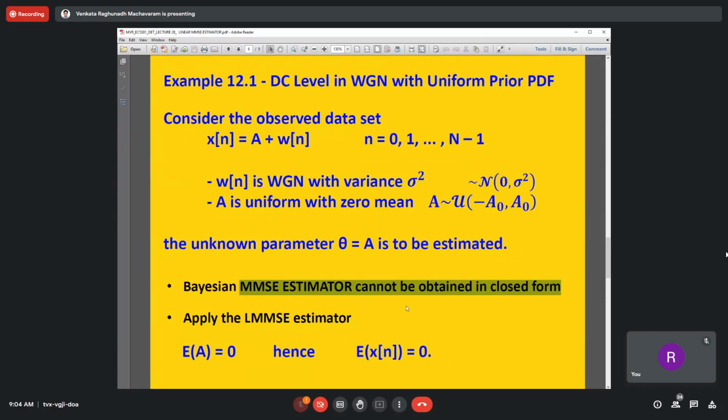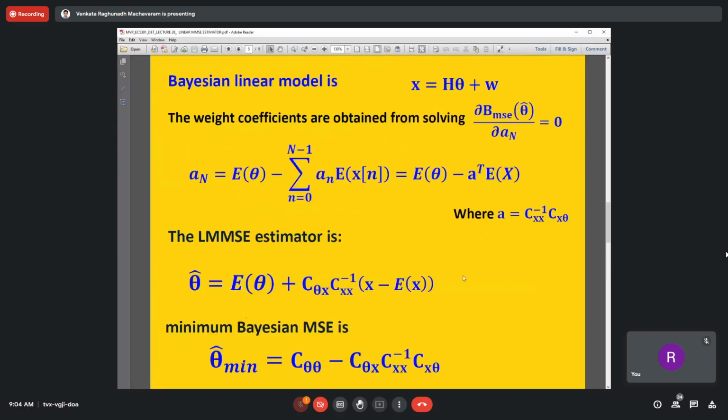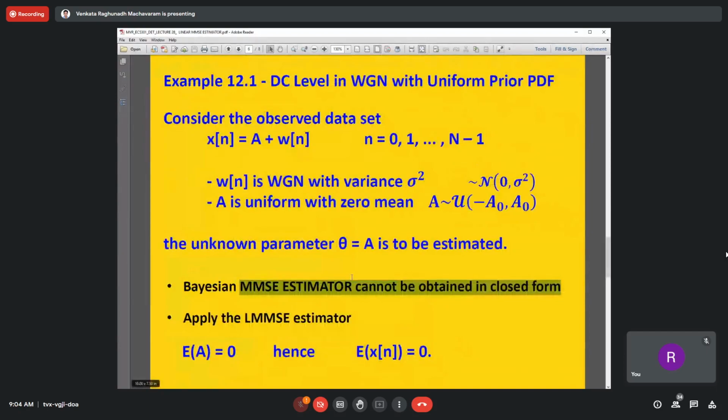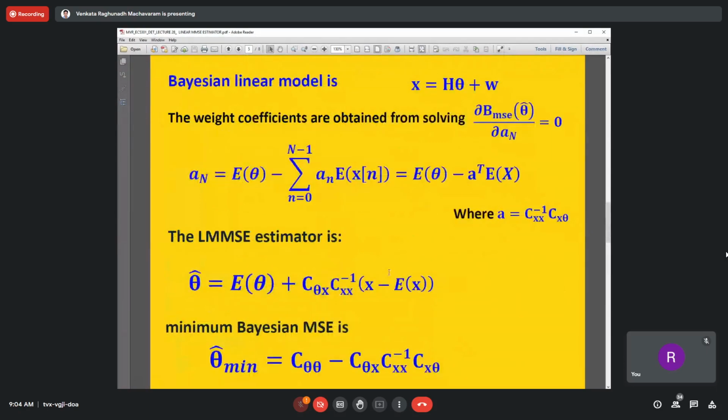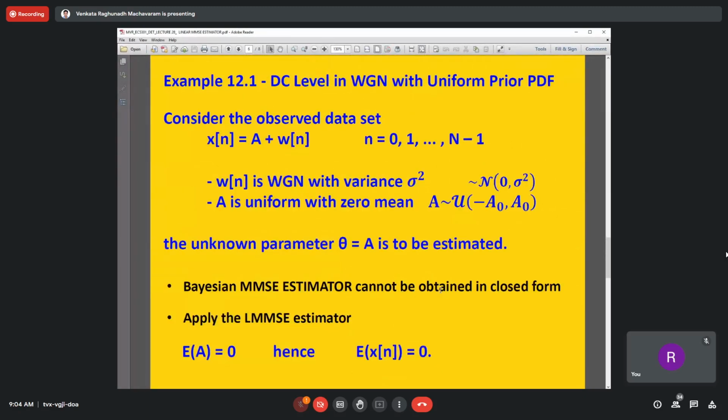And now you apply the computation using this formula. So what is the expectation of theta? We want to compute it. The first term: the expectation of A is 0. Why? Because A is uniform from minus A naught to plus A naught, so the mean value is 0. Therefore, the expectation of A is equal to 0.